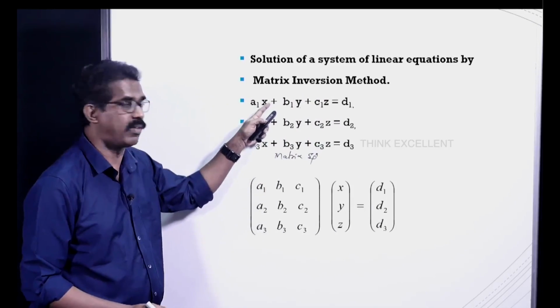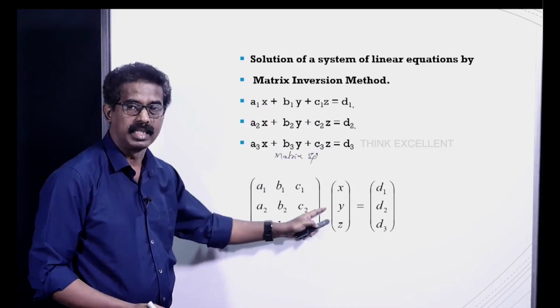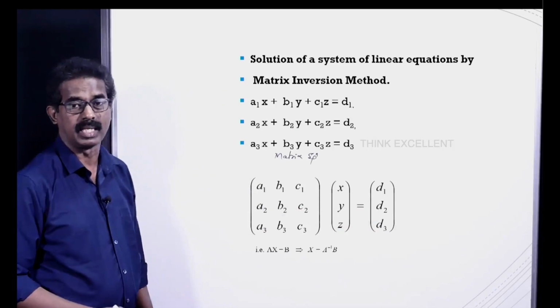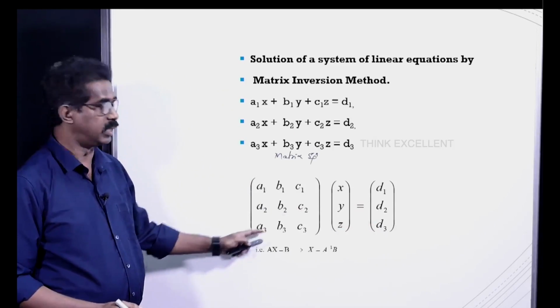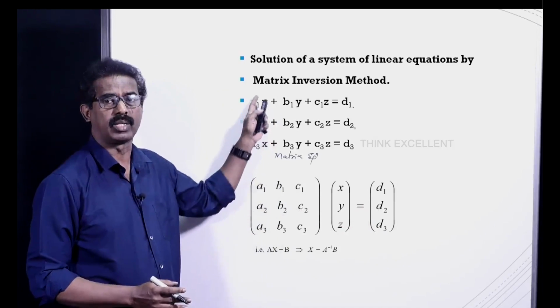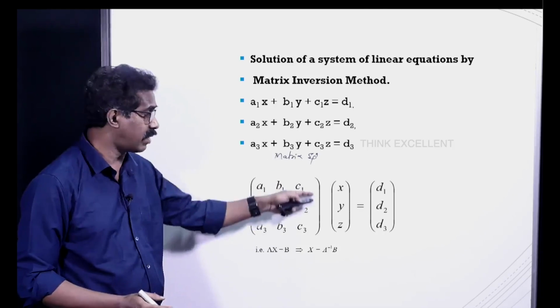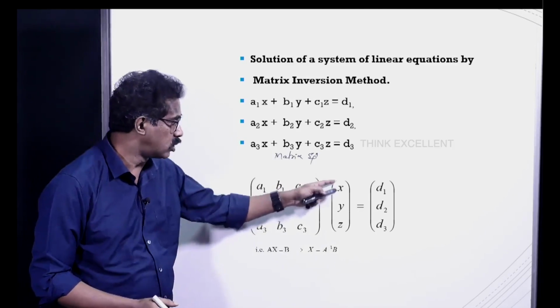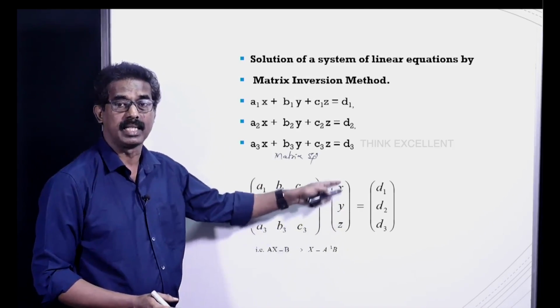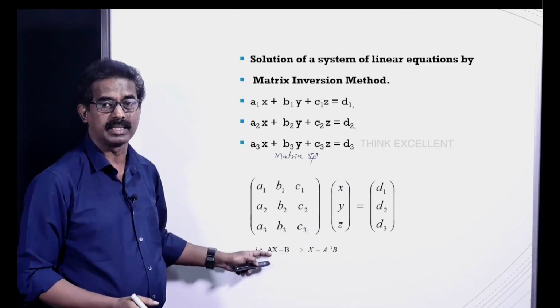So when a system of equations is given, check whether it is given in the correct form. If it is, then you write the matrix equation Ax equal to b. This is A. A is the coefficient matrix. What is the coefficient matrix? You write the coefficients of x, y, z and form a matrix. That is called the coefficient matrix. That is our A. The unknowns x, y, z, that is x. And the right side values, that is b. So Ax equal to b.